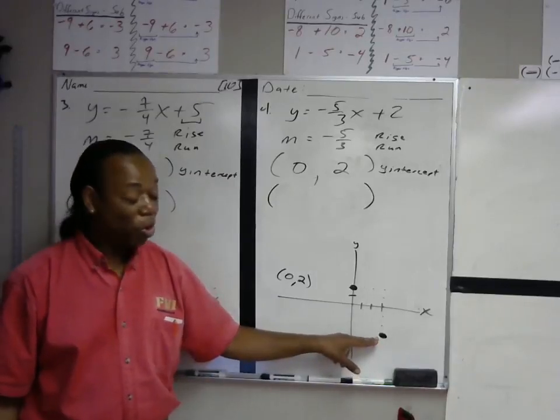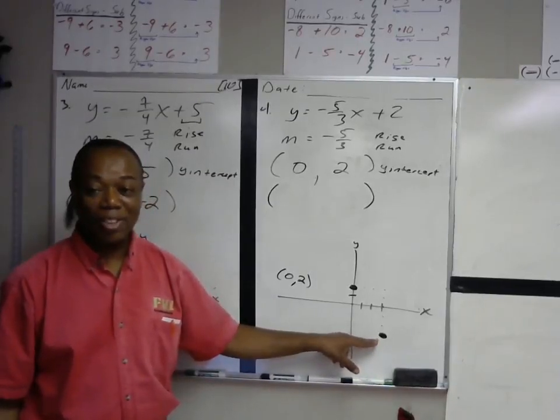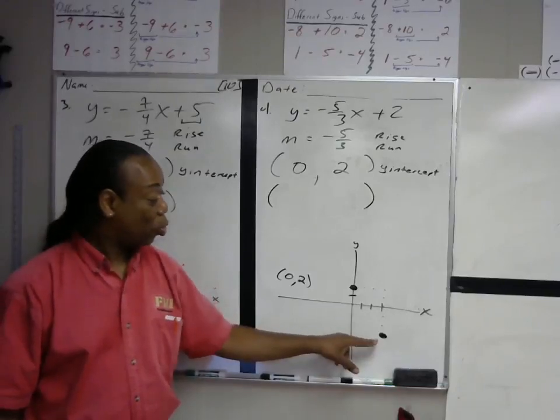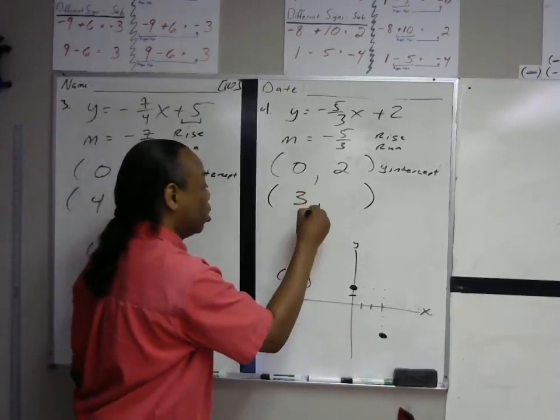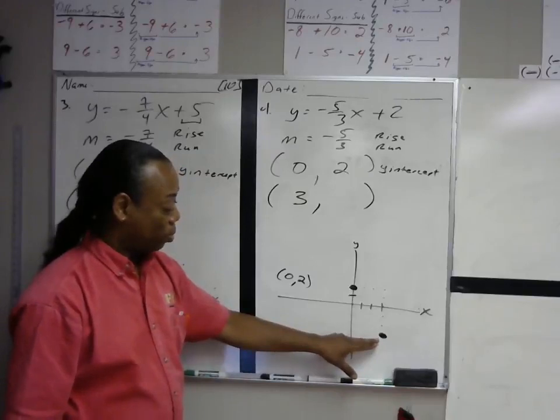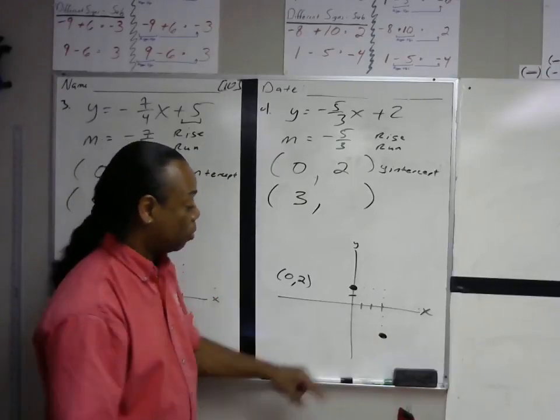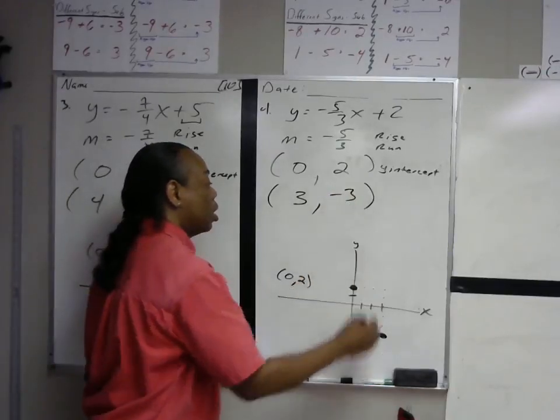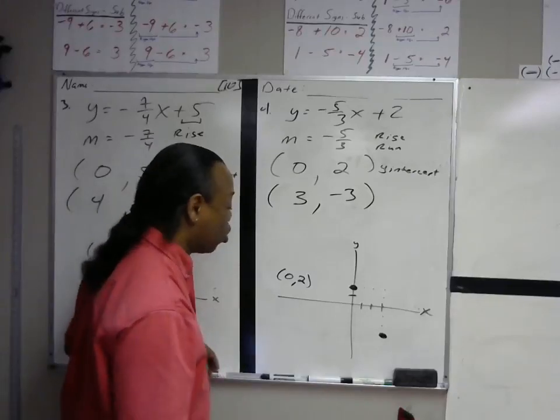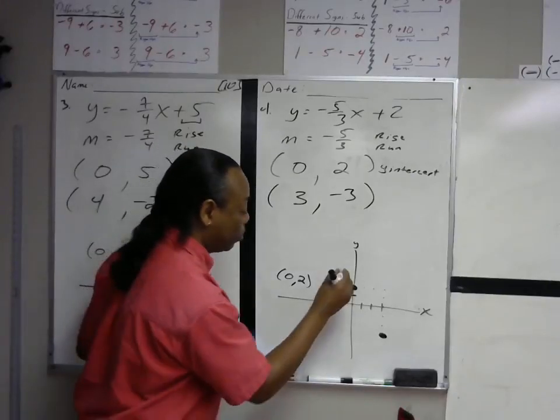Class, your job to figure out what that point is. 3. It's 3, right? And what's the other number? Negative 3. Very good. And then you draw the line to connect them.